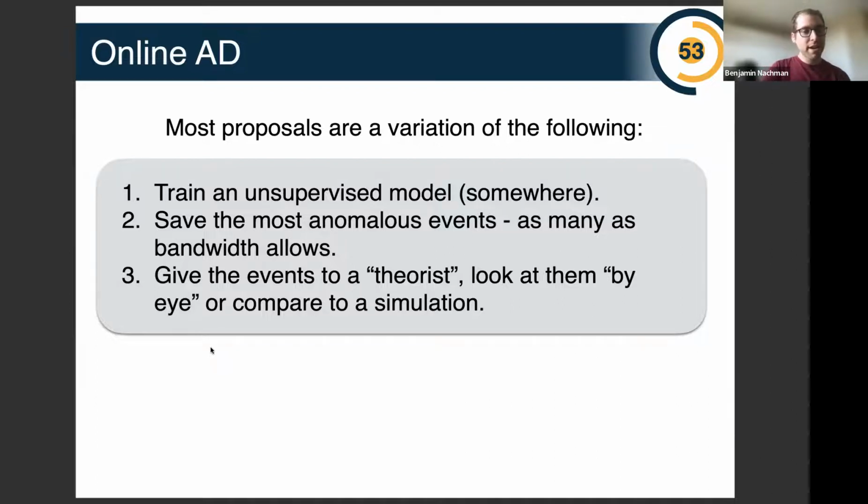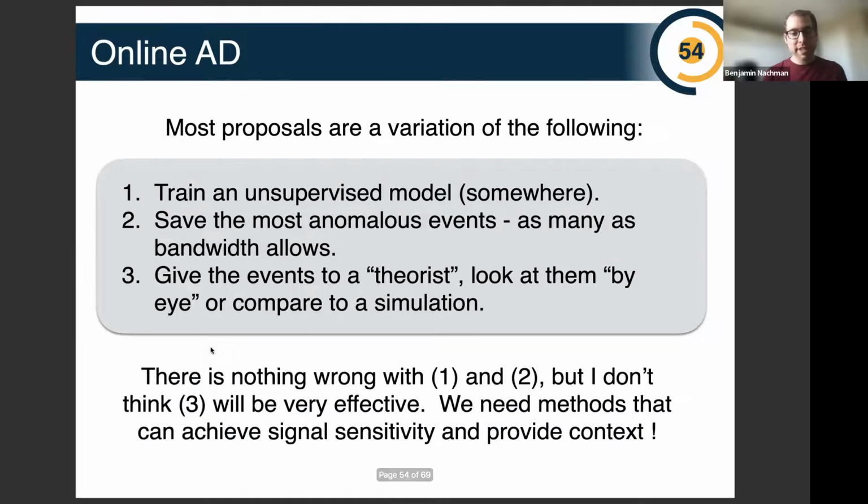And then I would say the point number 3 is the real kicker, which is that what do you do with the anomalous events once you save them? So I would say this is the part where existing proposals are a little bit weaker. And in particular, I've heard things like give the events to a theorist, look at them by eye, or compare to a simulation. And yeah, each one of these is a challenge, I would say. So 1 and 2, there's nothing inherently wrong with them. But yeah, 3, I think, is a little bit problematic.